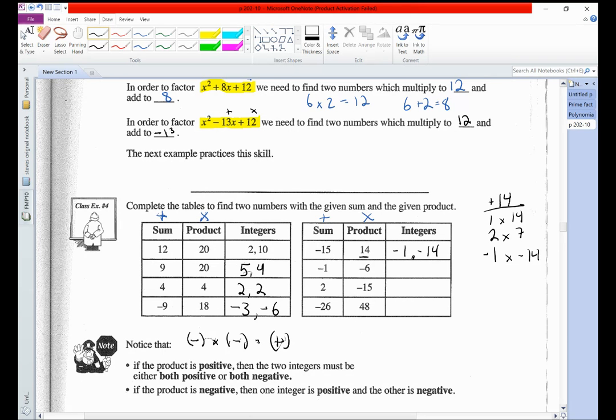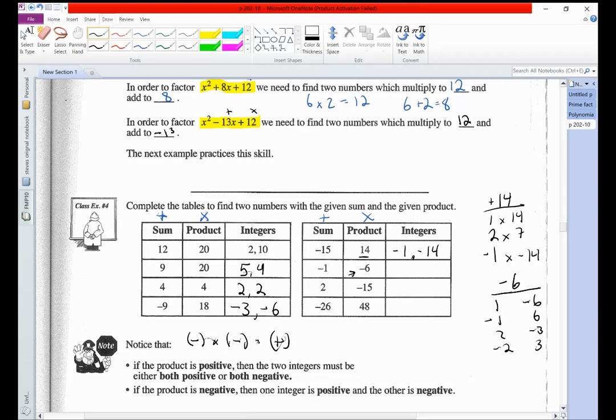All right, now we're looking for two numbers that multiply to negative 6 and add to negative 1. This can be a little bit tricky as well. We know that if our product is negative, one number is going to be positive and one number is going to be negative. So we're looking for two numbers that multiply to negative 6. We can have 1 multiplied by negative 6, negative 1 multiplied by 6, 2 multiplied by negative 3, and negative 2 multiplied by positive 3.